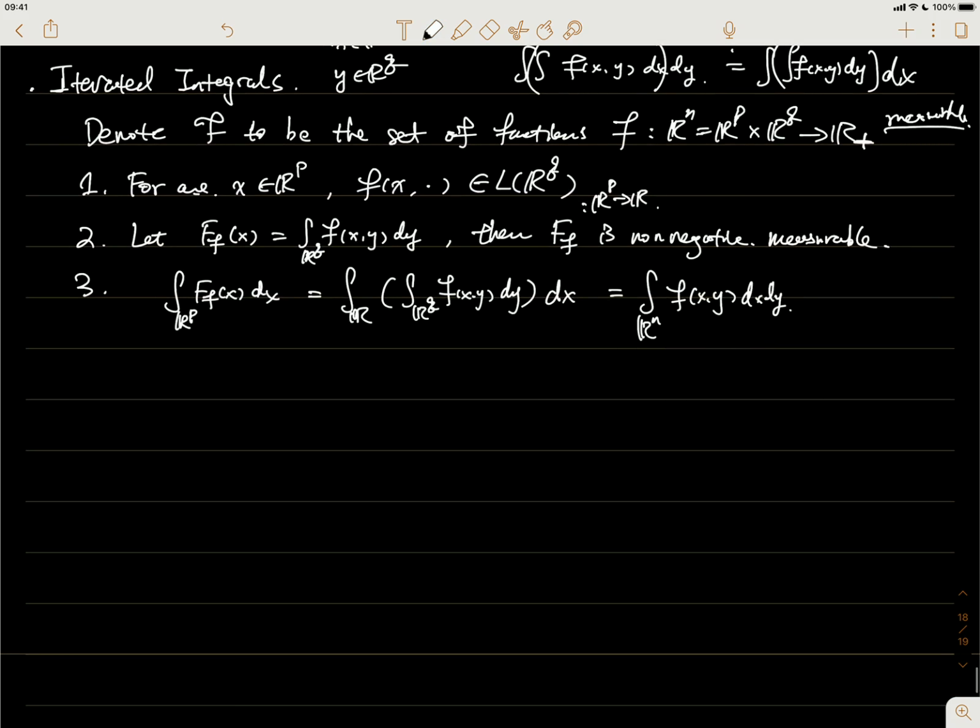And now I'm going to show a property of this set. I'm going to show that this set F is closed under certain operations.